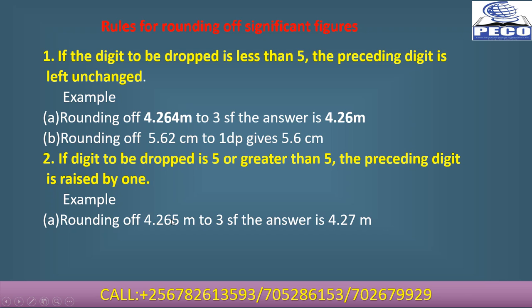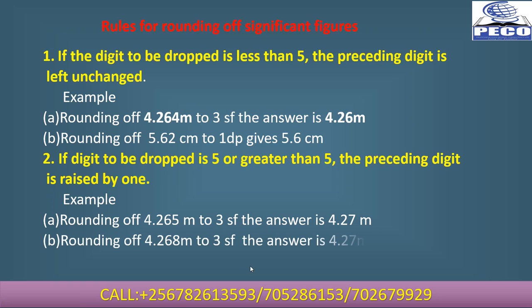The value after the 6 is to be dropped, but because it is 5, or if it is greater than 5, then this preceding value is raised by 1. You add the 1 to the value before, and this value becomes 7. So therefore we shall write 4.27, not 4.26. We write 4.27 meters. So rounding off to 3 significant figures, it is 4.27.